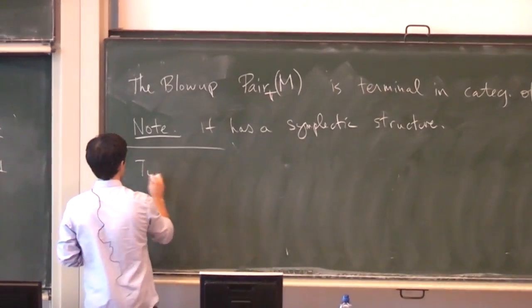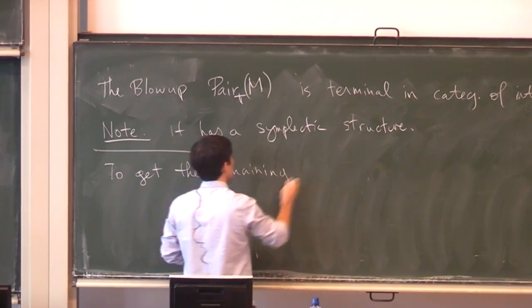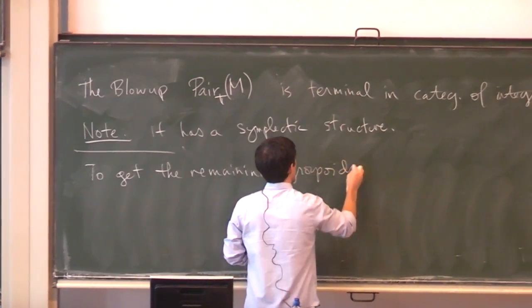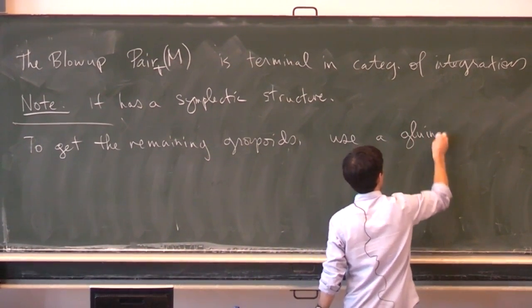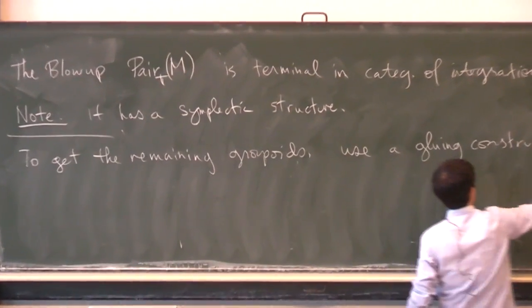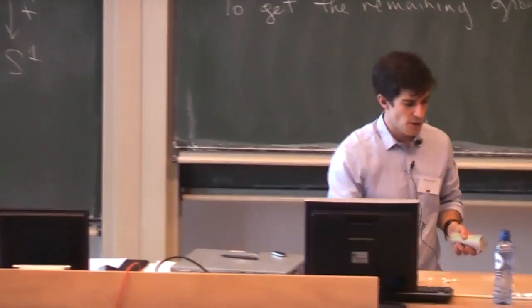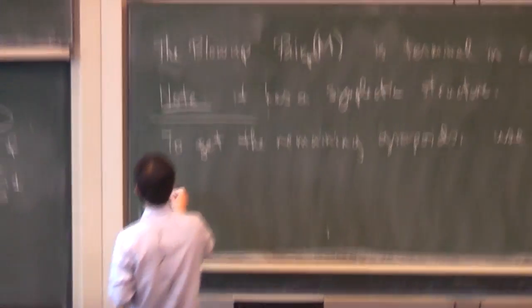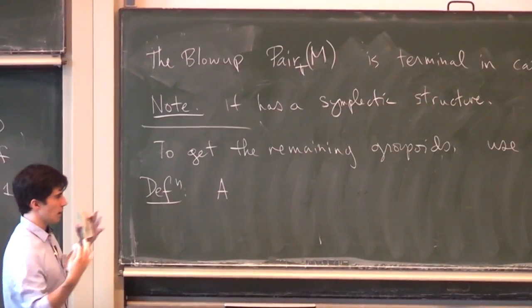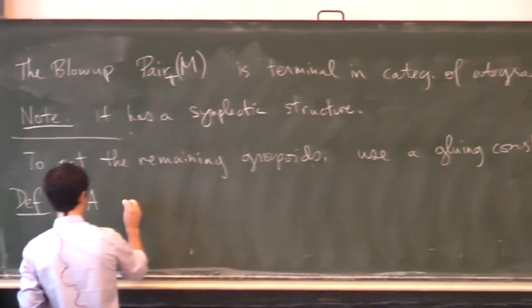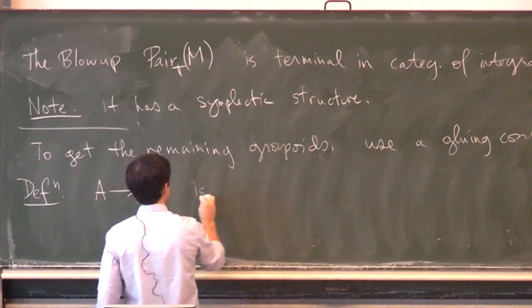So to get the remaining groupoids, you need to use a gluing construction. And it turns out that the right notion in order to understand how you can glue groupoids together is a so-called orbit cover. So suppose that A over M is a Lie algebroid.